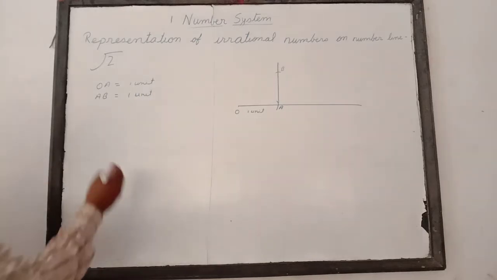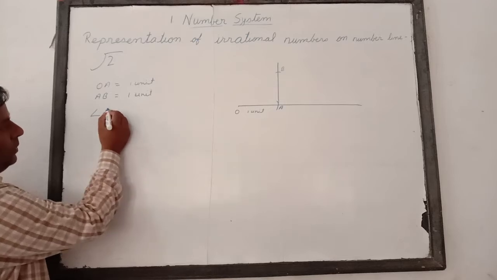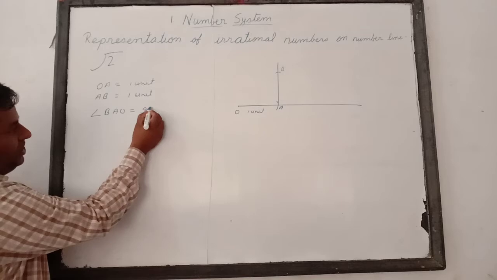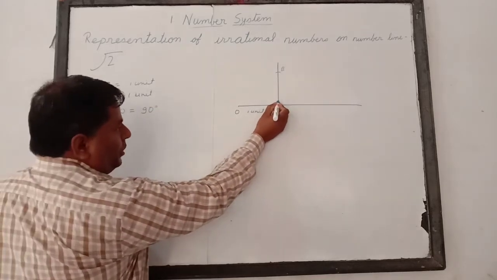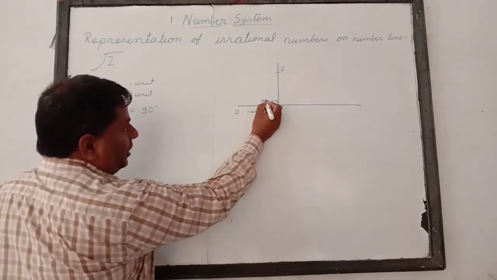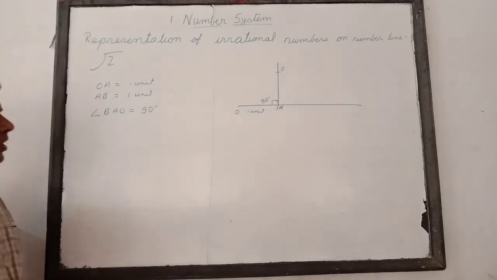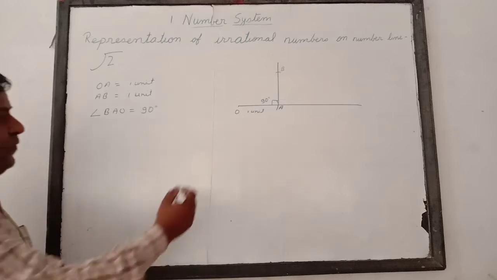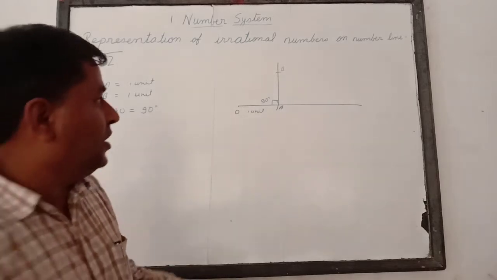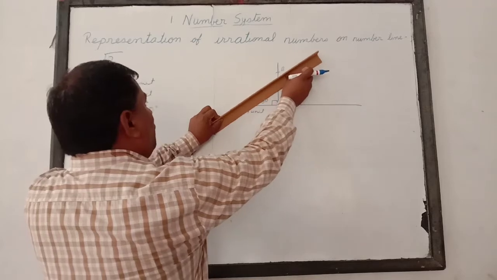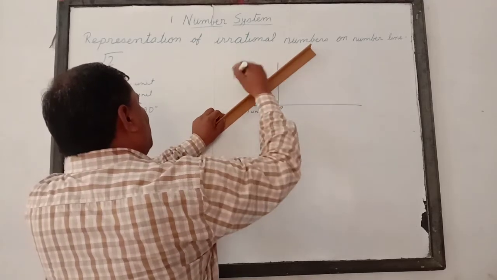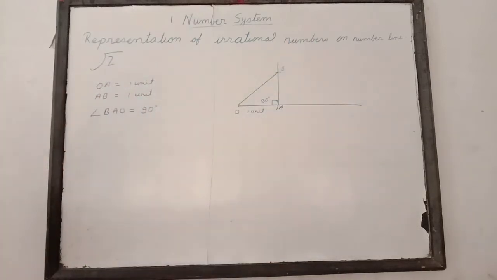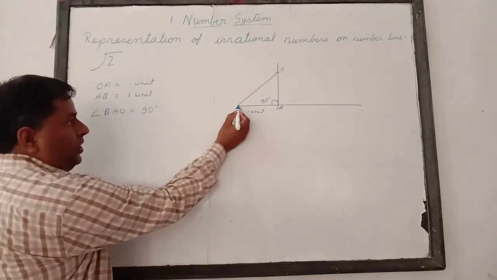Now here is also a very important point: angle BAO is equal to 90 degrees. Now the next important thing is that since it is 90 degrees, with the help of the scale you can join points O and B. So just join point O and B. So I have joined O and B.